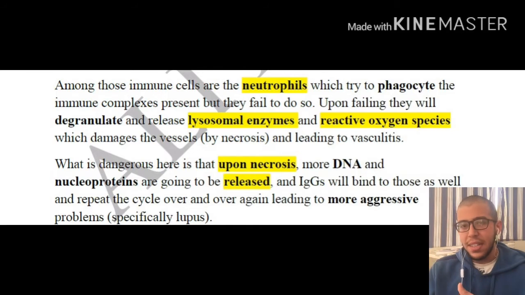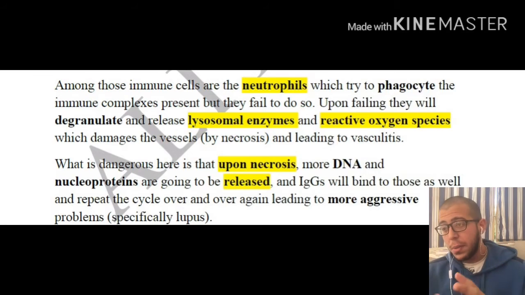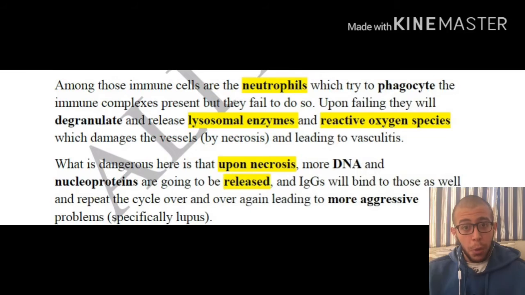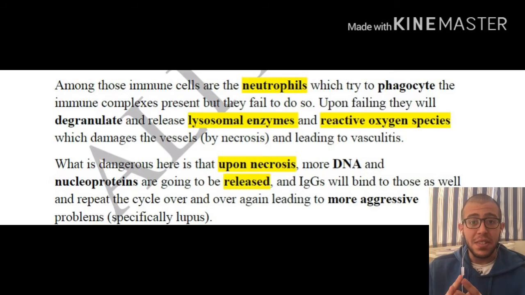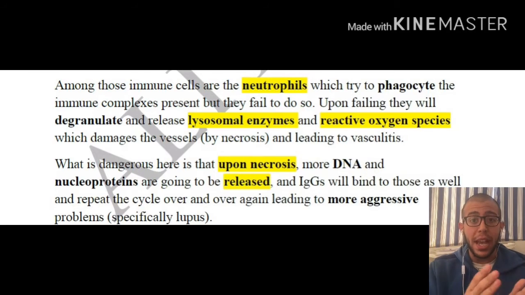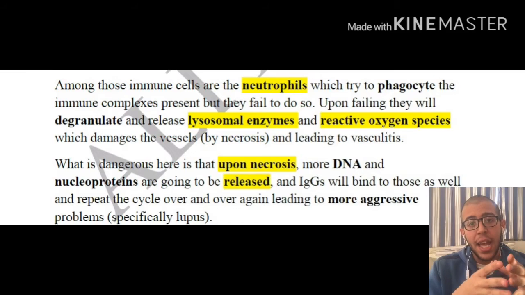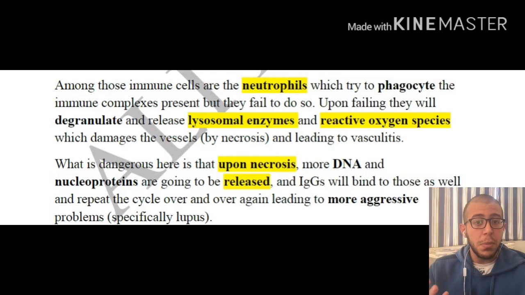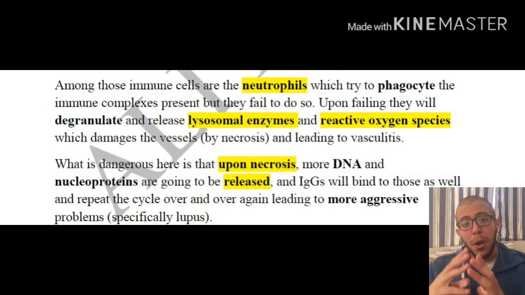And since they are going to be released, the IgGs that were previously released by the plasma cells are now going to be binding to them, therefore forming even more immune complexes and also amplifying the effect of this type of hypersensitivity. So what we can conclude here is that these immune complexes, or this type 3 hypersensitivity, is going to be progressive. It is going to start at a point where some cells are going to be forming these immune complexes, and later these are going to get amplified as more cells are going to be dying and more DNA and nucleoproteins are available for these antibodies to bind to.